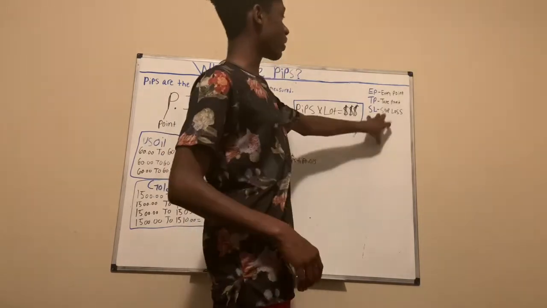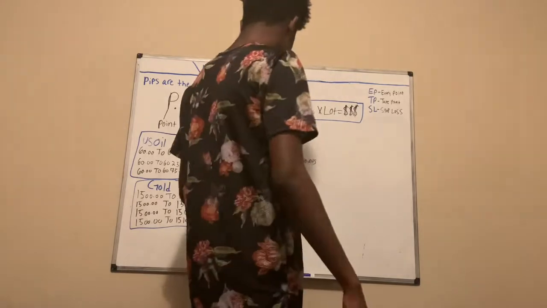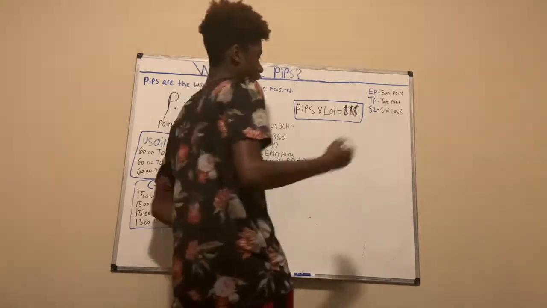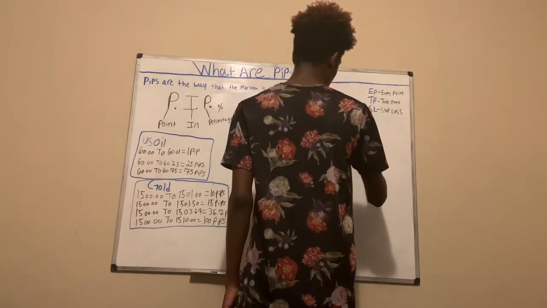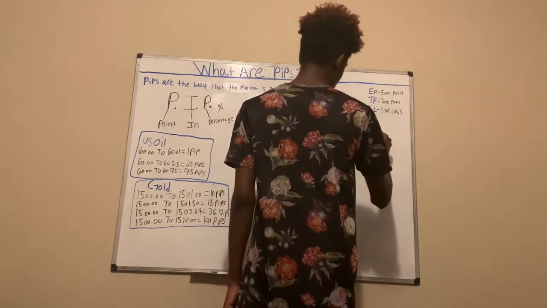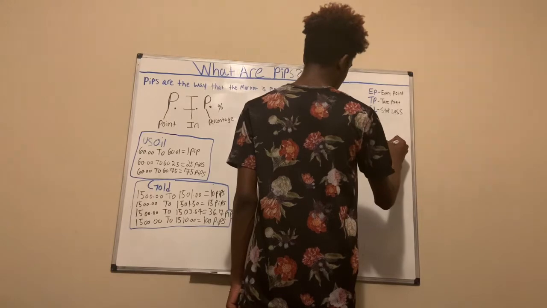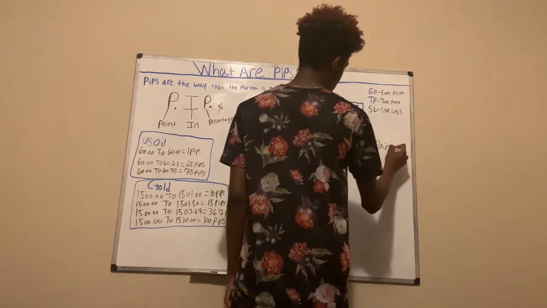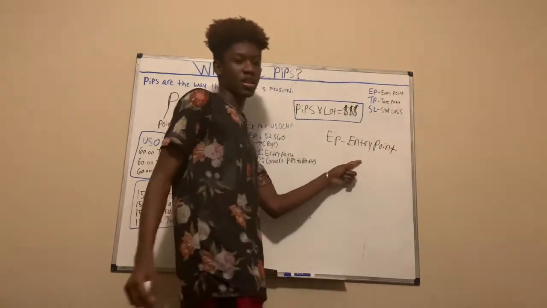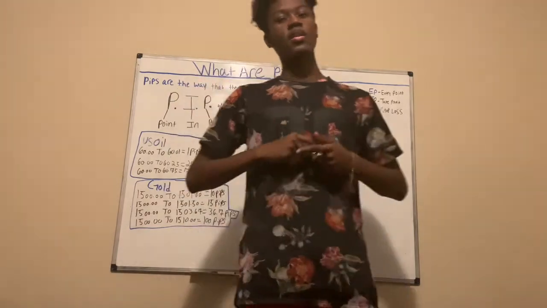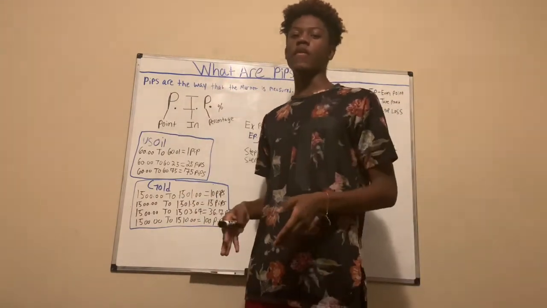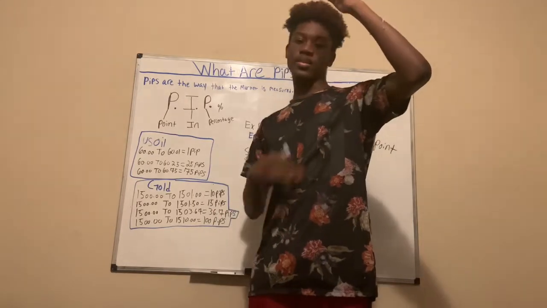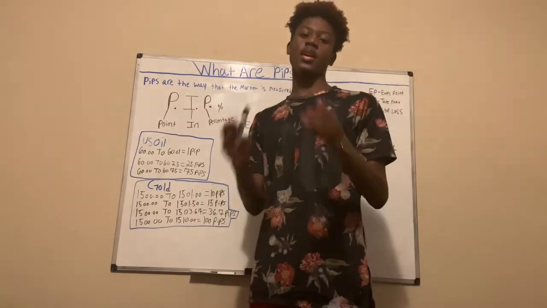So I'm going to write this right here. EP stands for entry point. EP is an entry point. The entry point is the price where you're going to hop into the market, versus if it's a buy stop or a sell stop. That's going to cause an entry point.